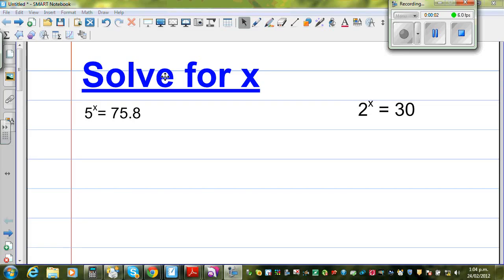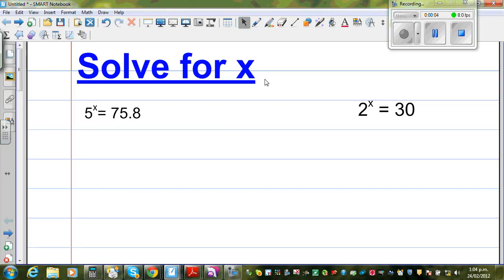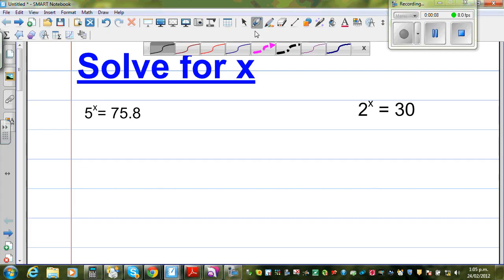Let us solve these equations. The question is solve for x, which means you want to find the value of x. Okay, so the first question is 5 to the power x is 75.8. So before we solve the equation, before we find the value of x, let's estimate the value of x.